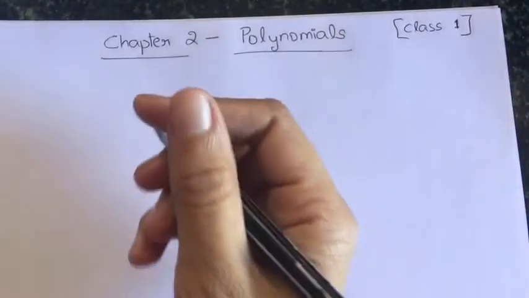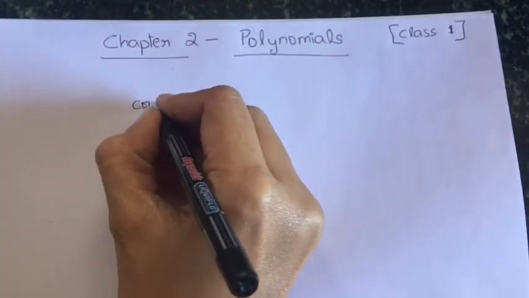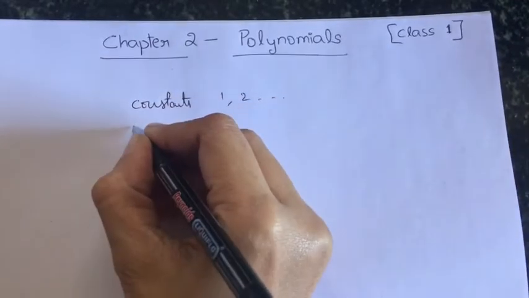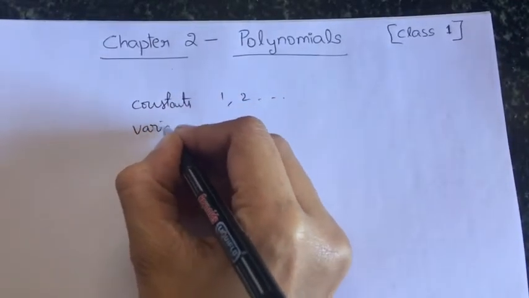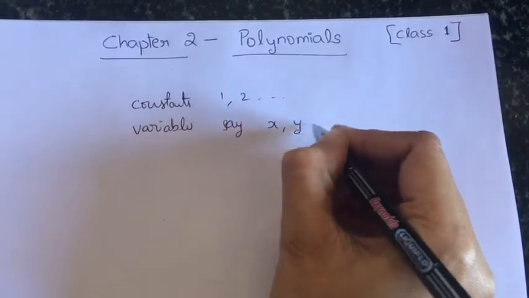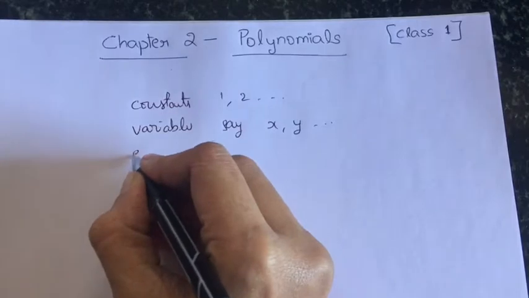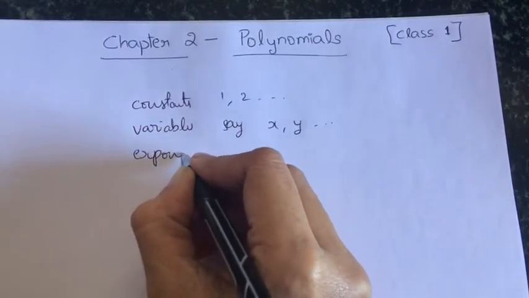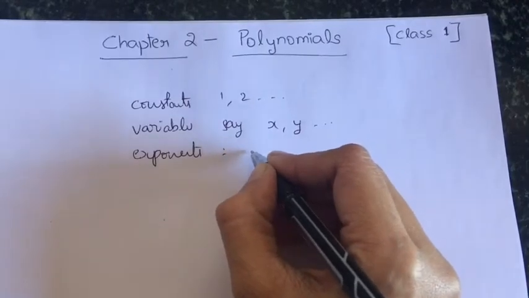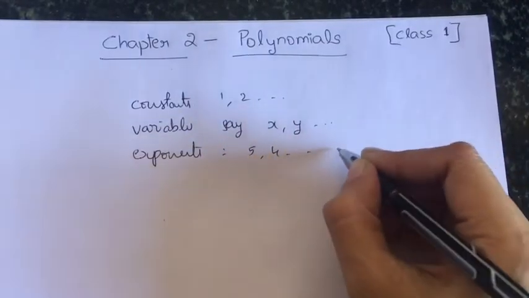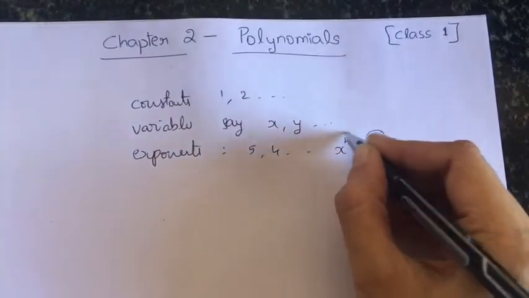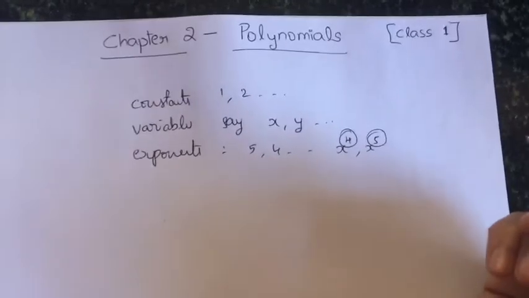Okay, so simply, constants mean numbers like 1, 2, 3 like that, and variables, say x, y like that, and the exponents, I mean say if you have 5, 4 like that, it is mentioned like this, x power 4 or x power 5 like that. These are the exponents.